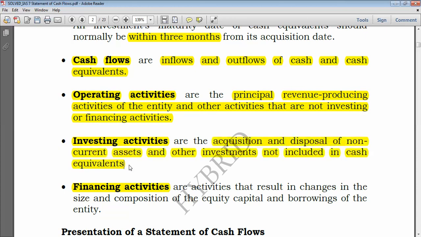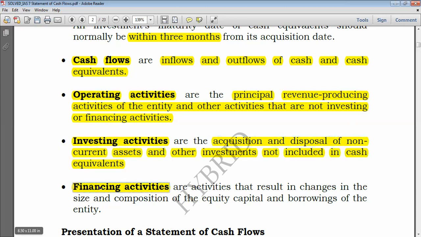So as long as there is any investment not included in the cash equivalent, this will be under investing activities. So in your exam, just be very careful. Have I acquired a non-current asset? Have I disposed of a non-current asset? If you have acquired, you take a look at the cash you have given out. If you have disposed, you take a look at the cash you have received. Just like that, and all is done.